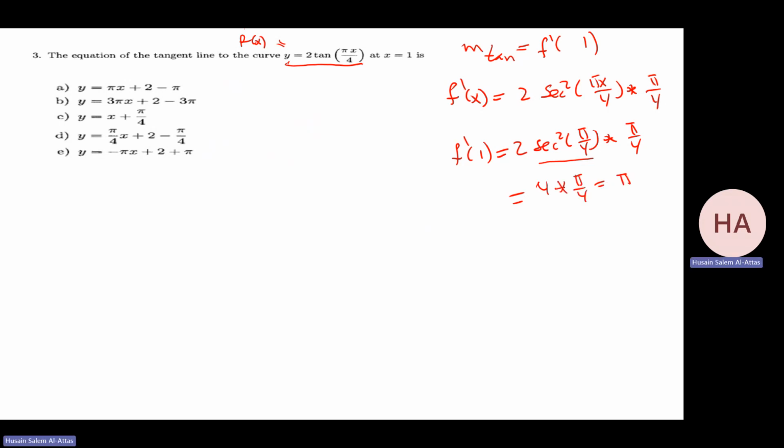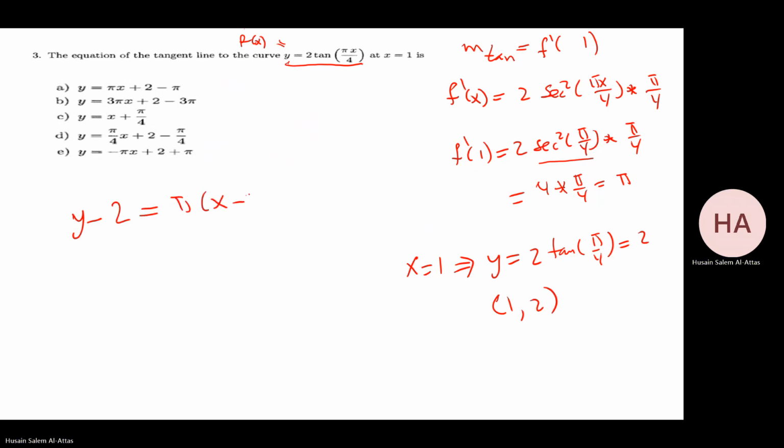So that's the slope. And the point: x equals 1. That means y equals what? 2 tan pi over 4, which is 2. So this is the point (1, 2). Y minus 2 equals pi times (x minus 1). So y will be equal to pi x minus pi plus 2.